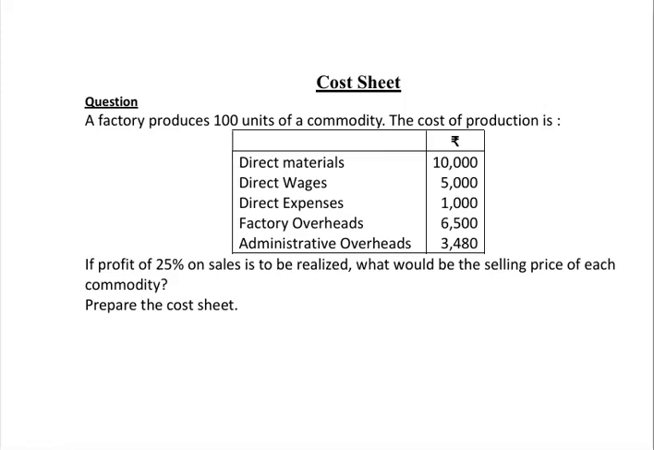This is one of the questions. A factory produces 1000 units. The cost of production is given. Direct material is 10,000. Direct wages is 5,000. Direct expenses is 1000. Factory overheads and administration overheads are given. And the profit part is given. Profit is how much percentage? 25% on sales is to be realized. What would be the selling price of each commodity? Prepare the cost sheet.